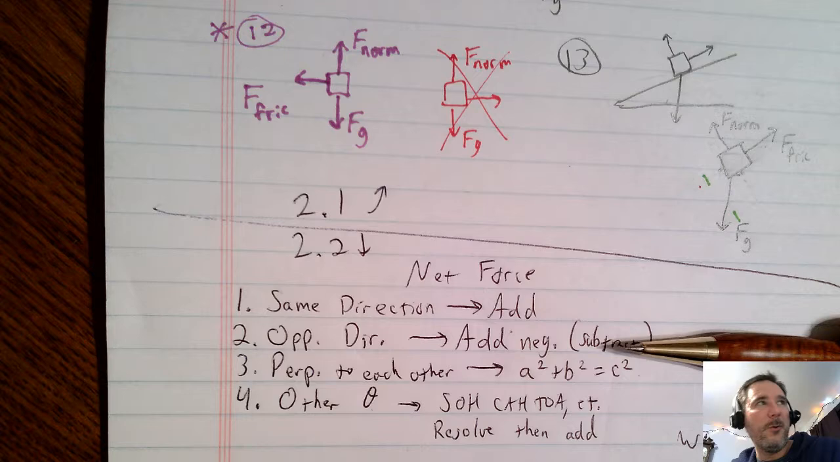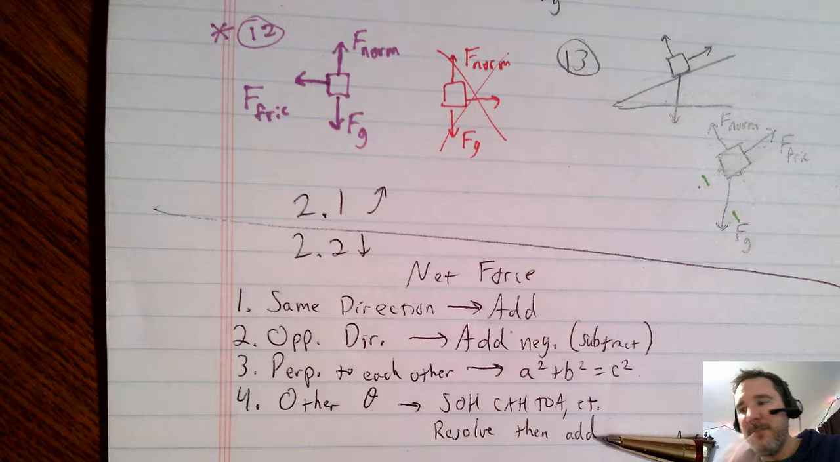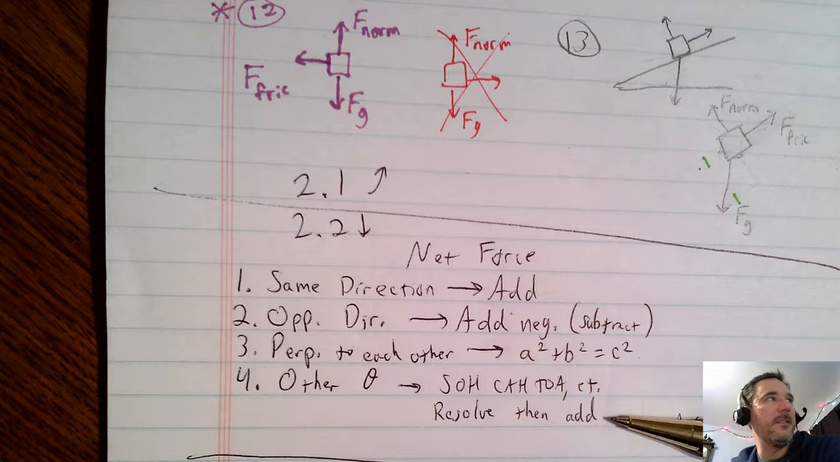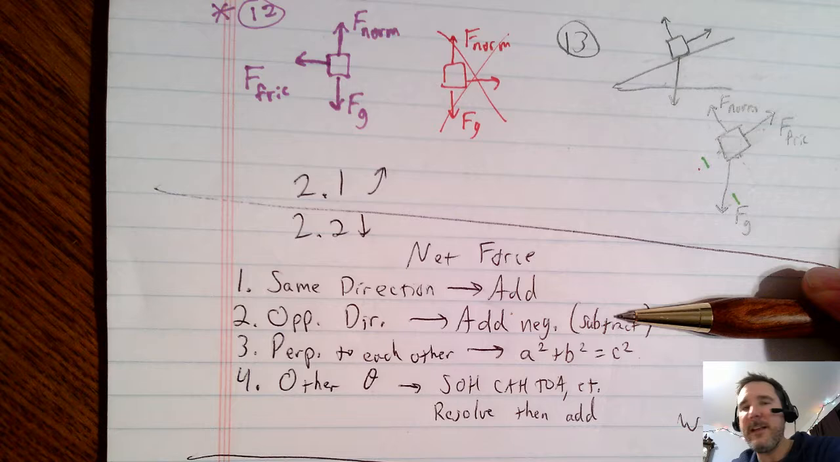Are they in the same direction? No. Are they in opposite directions? No, they're all over. Are they perpendicular to each other? No. So this is our other one, where we have to resolve the vectors and then add them. What I mean by resolve is we get these weird angles, and we have to make them all either in the same direction or in opposite directions. That's what this is all about.